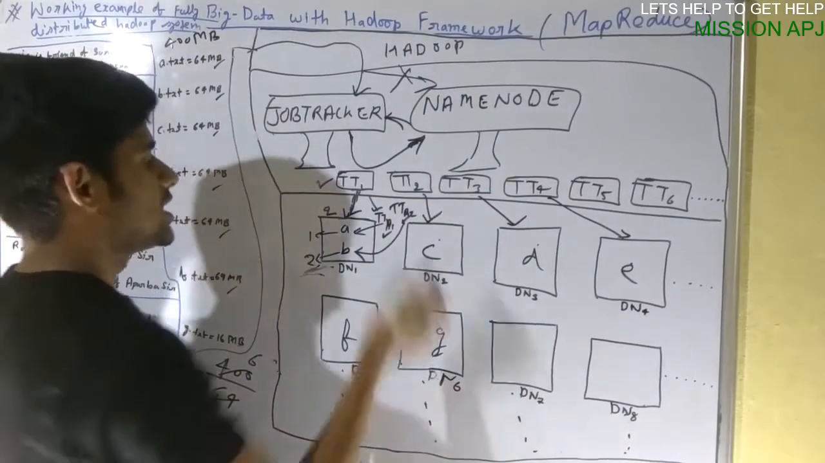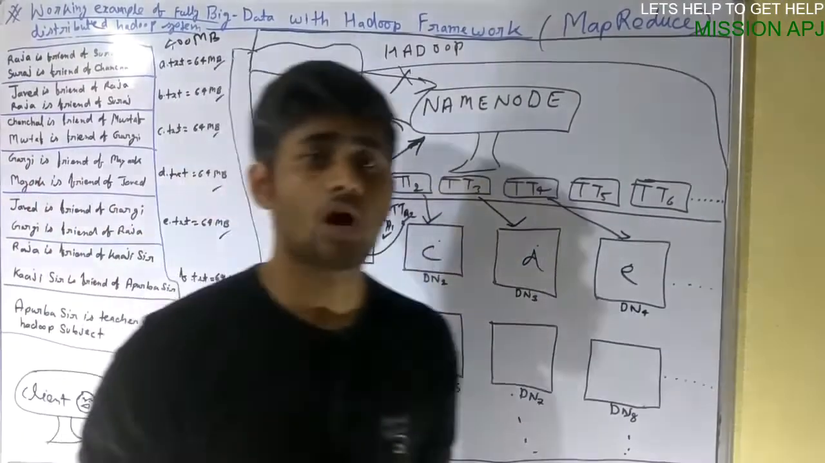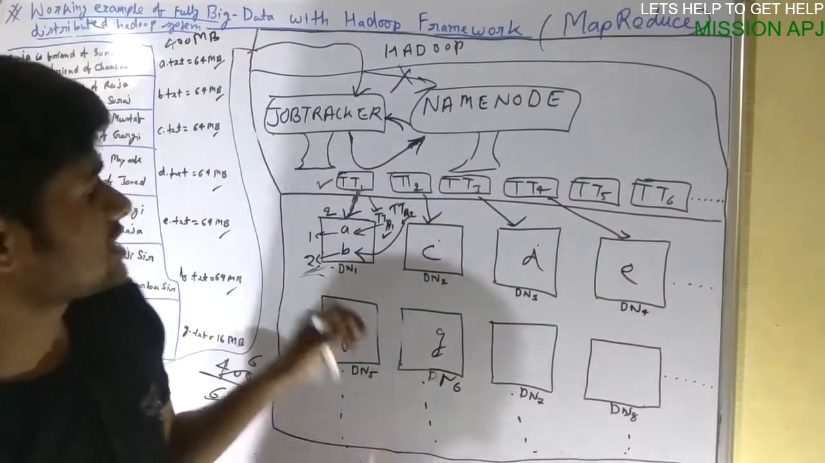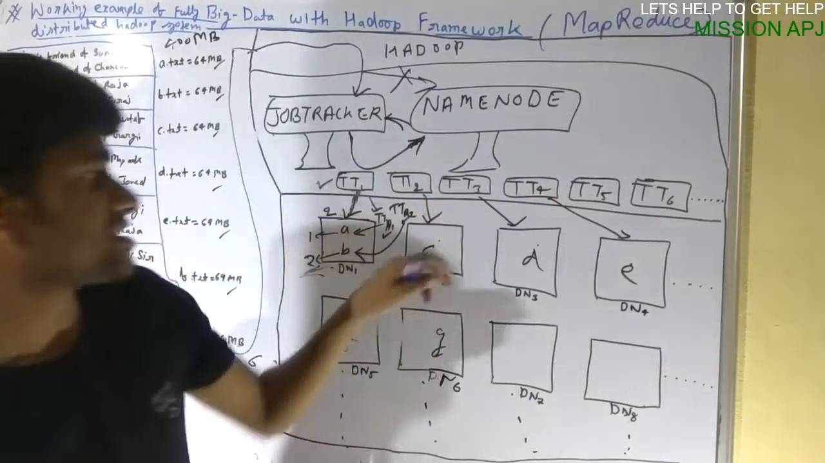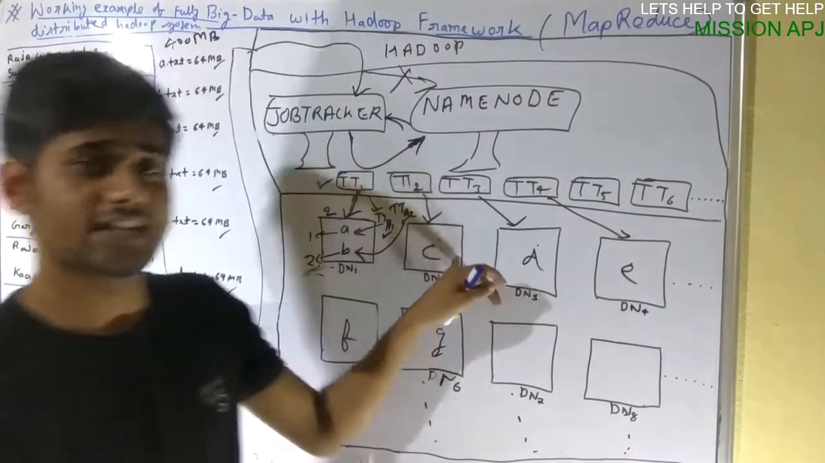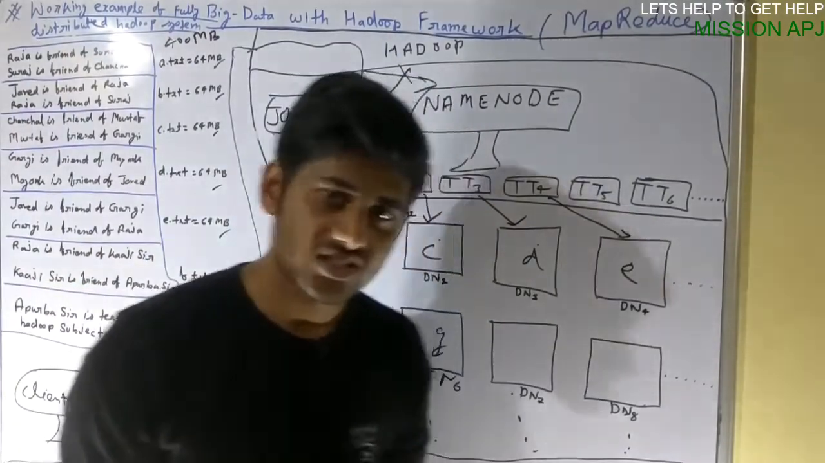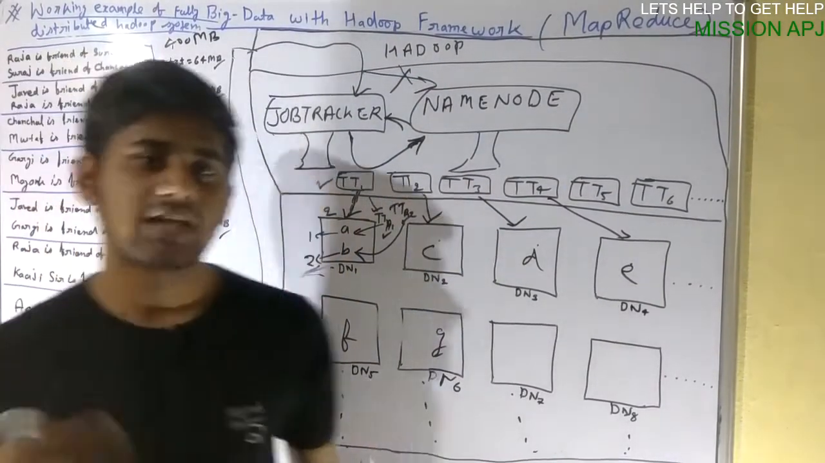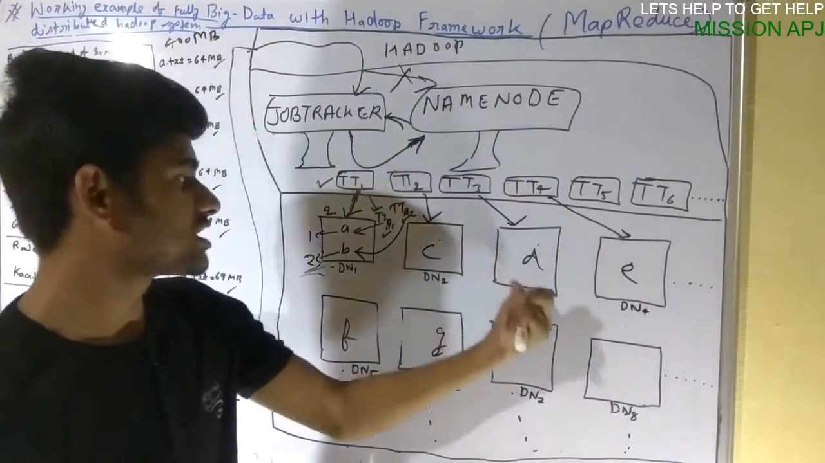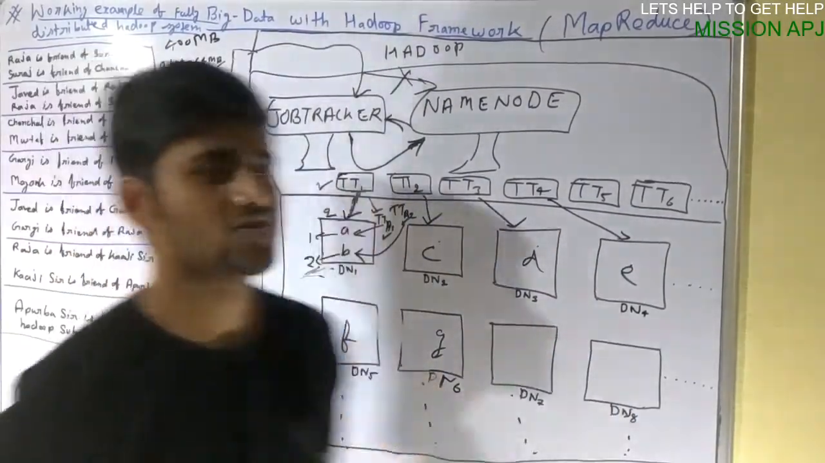Suppose task tracker 1 is assigned to do the job for the files a.txt and b.txt. Now a.txt and b.txt are stored in data node 1. Task tracker 2 is assigned to work on the data C, so it is associated with data node 2. Task tracker 3 is assigned by the job tracker to work upon d.txt, so it will be associated with data node 3, and so on. So all task trackers are associated with their own data.